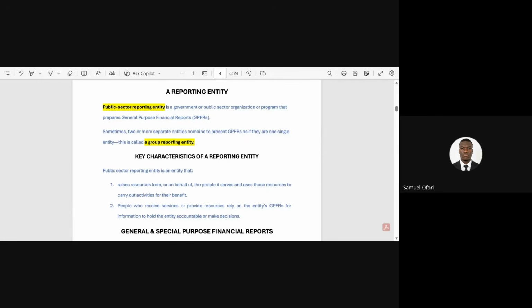Let's also look at the second one. People who receive services or provide resources rely on what? The general purpose financial report for information to hold the entity accountable. So you see, at the end of the day, we the citizens are going to rely on the financial report being prepared by these government entities to make decisions. The taxes they took from us, the indirect taxes and the direct taxes, what are they using them for? We are going to check the general purpose financial report to see what these government entities are using our monies for, our taxes for. Okay, so that's the two main characteristics of a reporting entity.